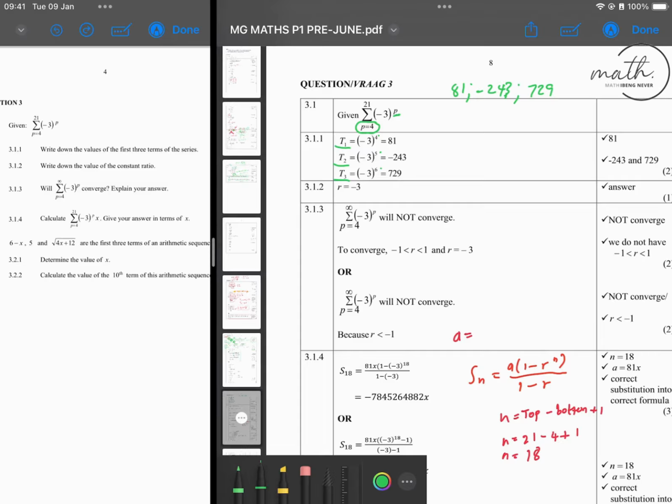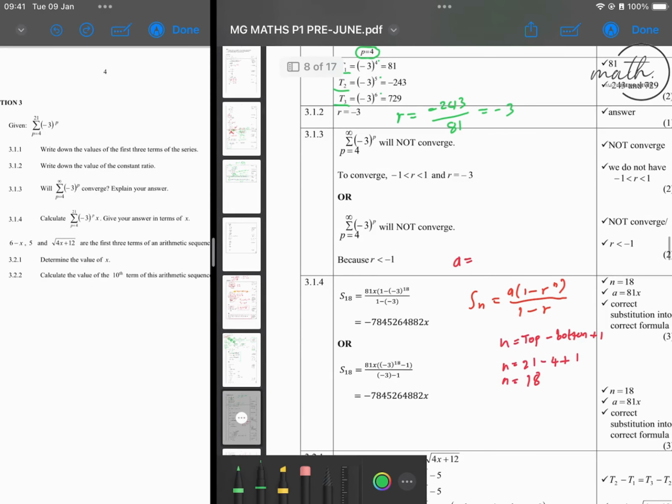3.1.2, write down the value of the constant ratio. So they're not asking you to prove whether it's geometric. They're asking for the ratio. That means you just have to divide and give them. So to find the R, just take the second one divided by the first one. So that's -243 divided by 81. You should get -3.